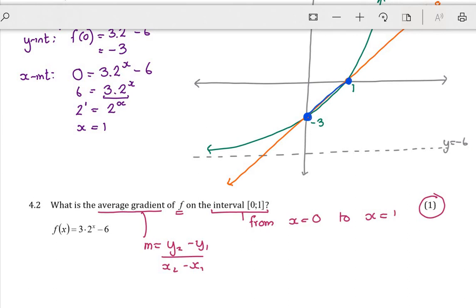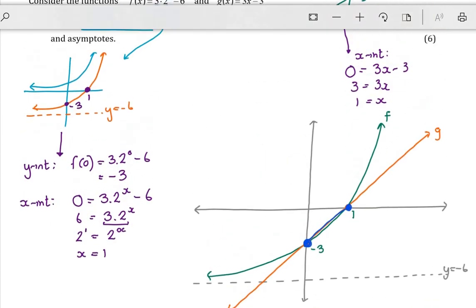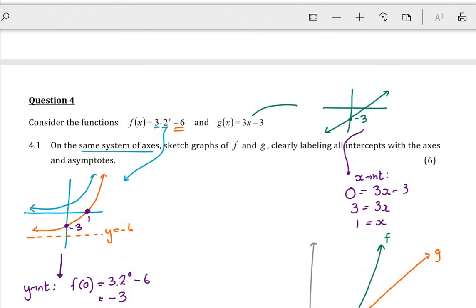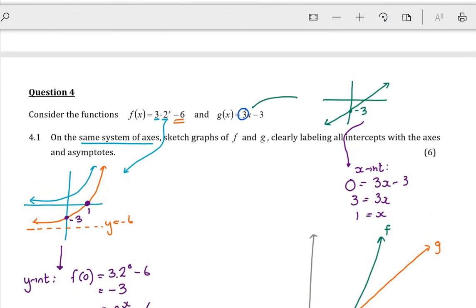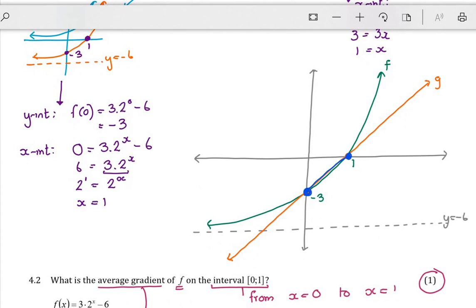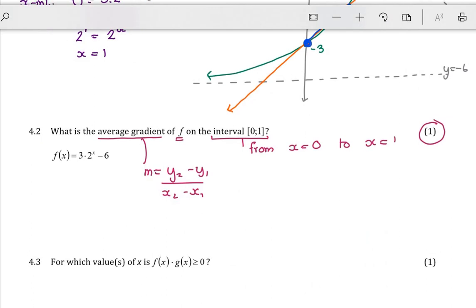So I don't actually have to work out the average gradient. I know the average gradient. That average gradient is 3, because the gradient of that straight line has a value of 3. So I don't actually have to go work it out. I bet you if you actually went and worked it out, you would get 3 by doing change in y over change in x. But that's why it was only 1 mark, because you actually did have a straight line between those 2 points.